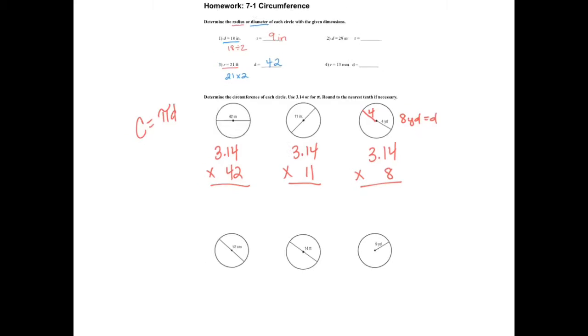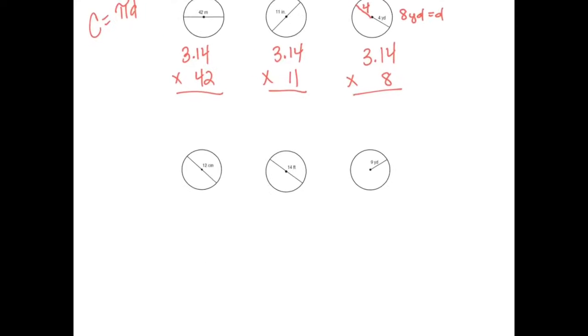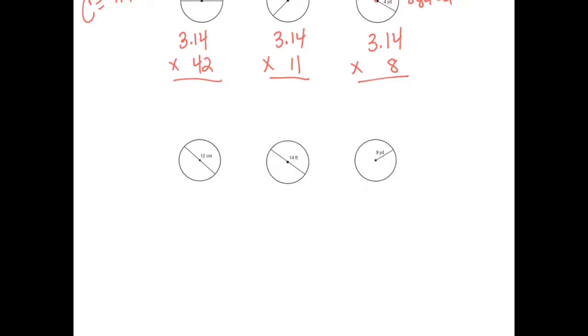Again, multiply them by hand. Check your work with the calculator, especially if you're doing this at home or even in tutorials for that matter. If you've come into tutorials, check your work with the calculator. All right, so these last ones, 3.14 times 12, 3.14 times 14. And then we got another one here where they gave us the radius, not the diameter. So 9 plus 9, we're going to have 3.14 times 18.